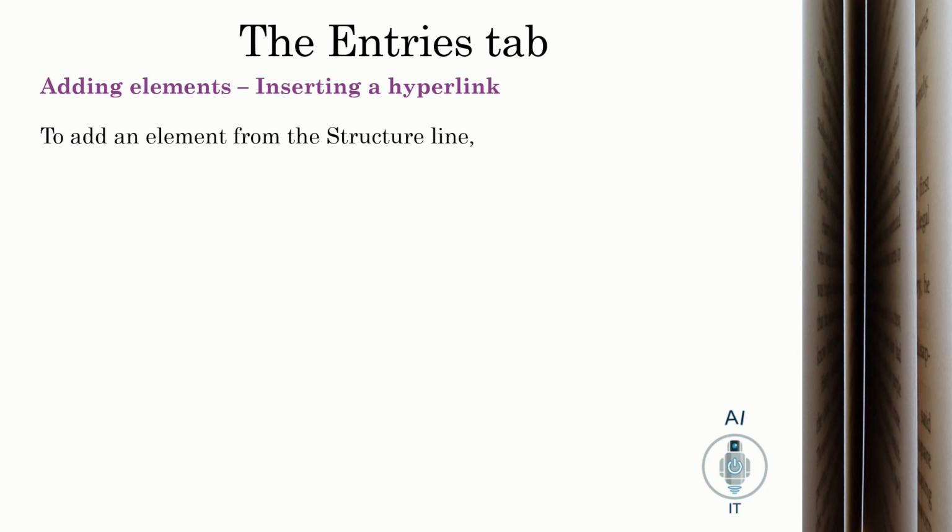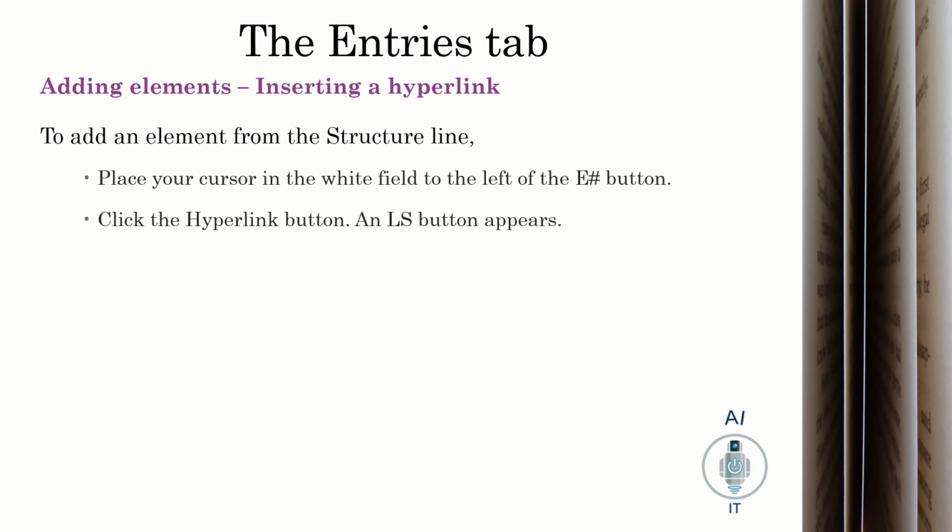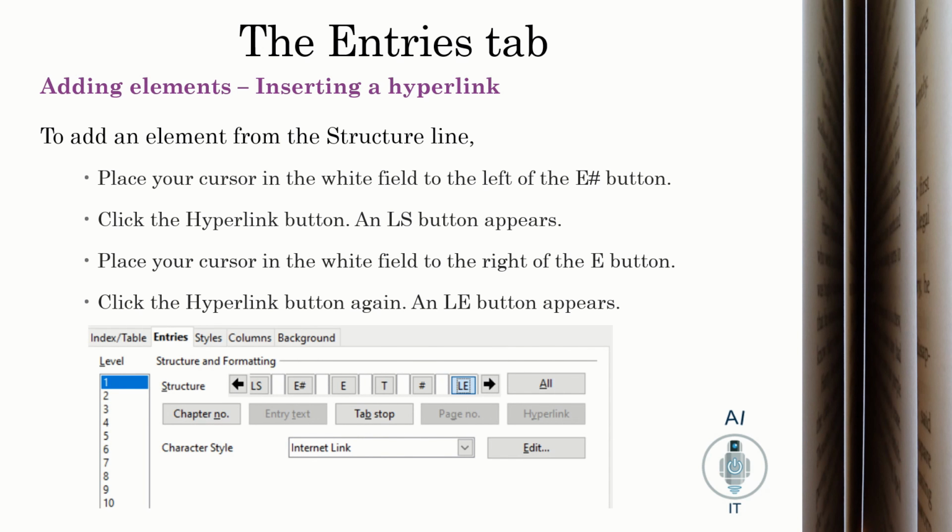Now let us see how to insert a hyperlink in the structure line. So to insert an element in the structure line, we need to place it in the beginning, okay, and click on hyperlink button. So the start of hyperlink appears there denoting LS. Now place the cursor at the end and then press hyperlink again. Now LE appears, which is the end of the hyperlink.